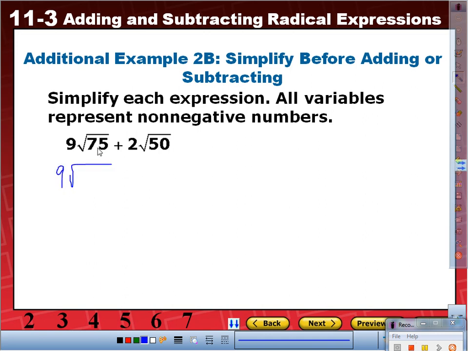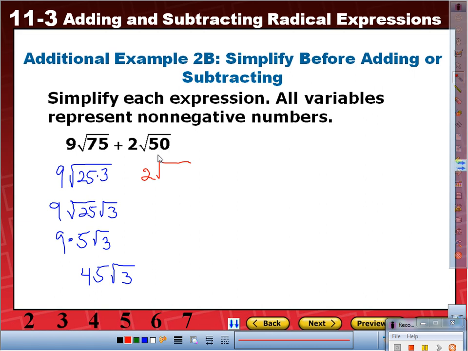9 square root of 75 can be broken down to 25 times 3. From there, we can split this one up by our property, so this becomes 9 square root of 25 square root of 3. Are we there so far? Which one can we simplify? What is that? Square root of 25 is 5 times 9 square root of 3. What is 9 times 5? 45 square root 3. Okay, I'm done simplifying this one because I cannot simplify anymore. I'm going to focus on the next one. So let's do the next one.